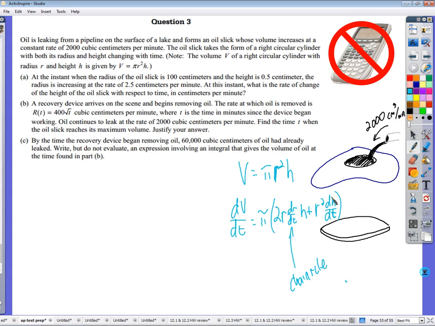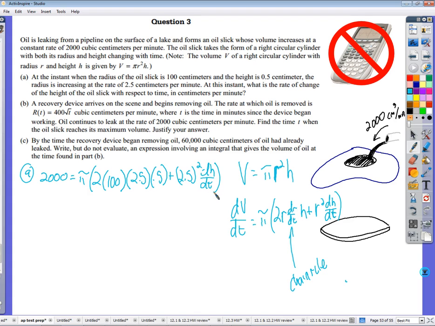All right, so part A, we have 2,000 equals pi times 2 times r, which they tell us is 100, times dr/dt, which is 2.5 centimeters per minute, times h, which is 0.5, plus r squared, that's 2.5 squared, times dh/dt, which we're looking for.